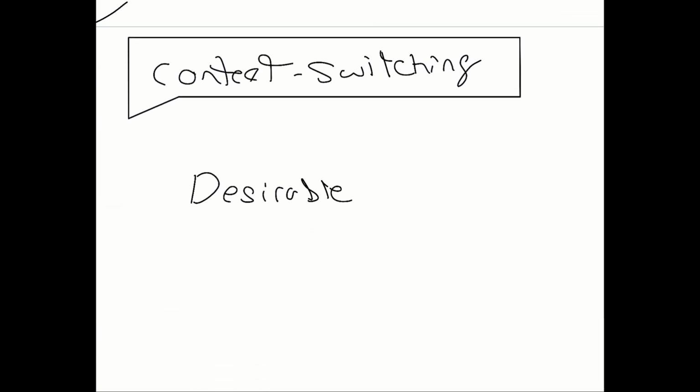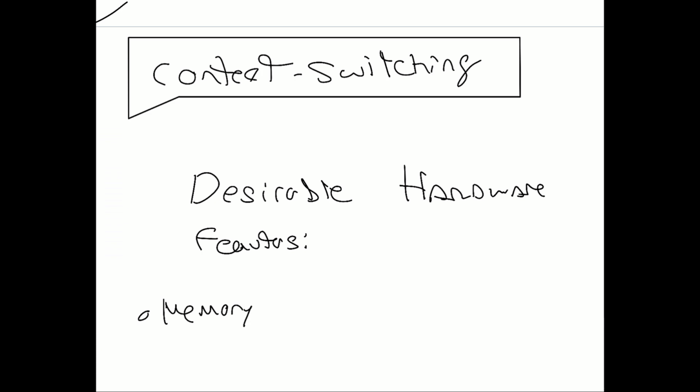So if we're going to do context switching, there are some special additional hardware features that we want to have to achieve that and to make it better in general. Those desirable hardware features can be summarized to four things. We definitely want memory protection. I'll talk about them in a second, let me write them down first. So we want timer, privilege instructions, and interrupts.